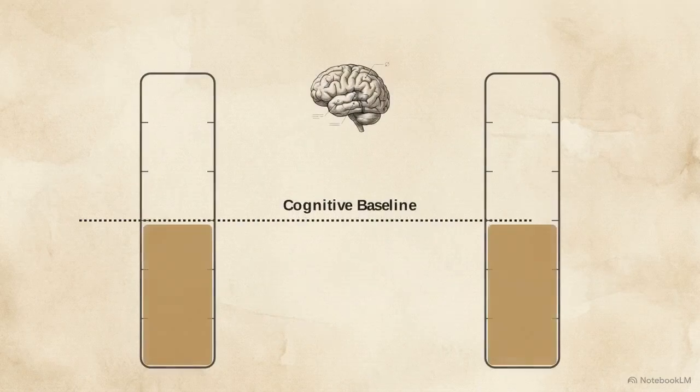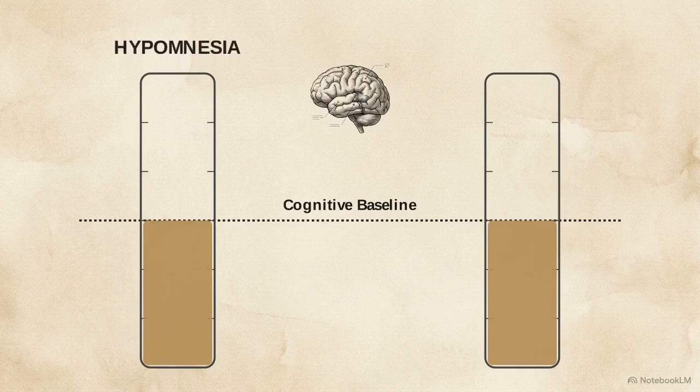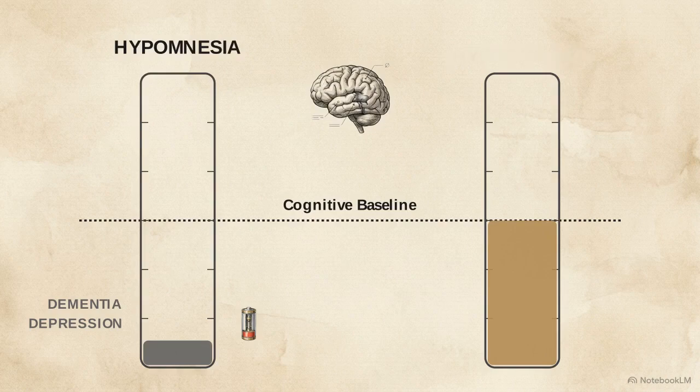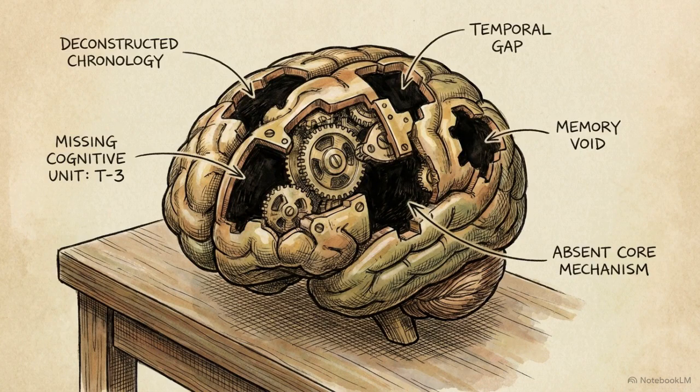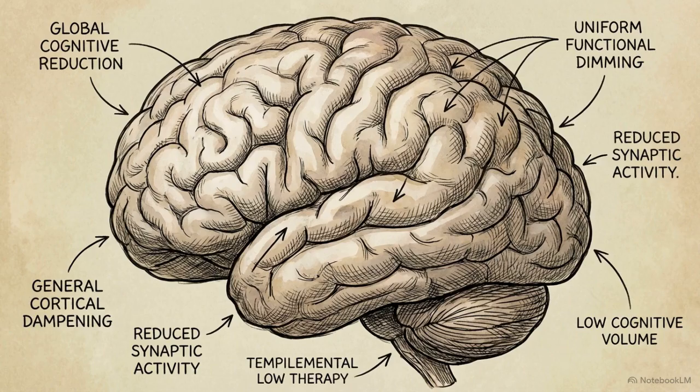This visualization maps shifts in the brain's total memory capacity. Hypomnesia is a decreased global memory, heavily associated with dementia and depression. On the extreme other end, hypermnesia is an unnaturally increased recall capacity, observed in mania and autism. This distinguishes localized structural amnesias, which present as missing chunks of time, from functional global states, which act as a general dimming or brightening of overall cognitive volume.